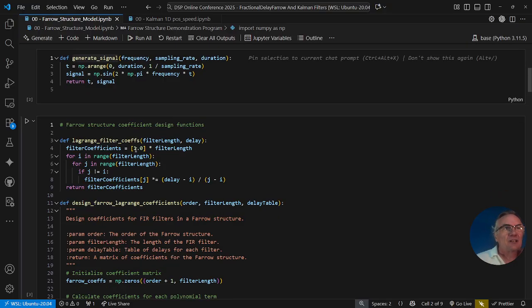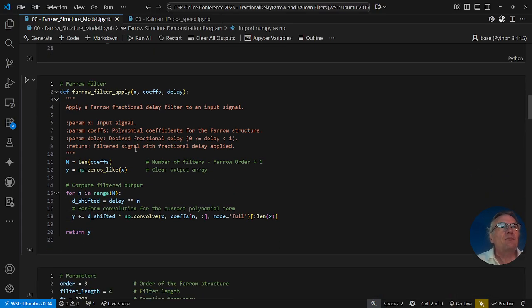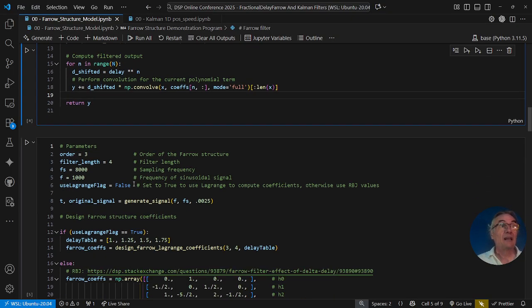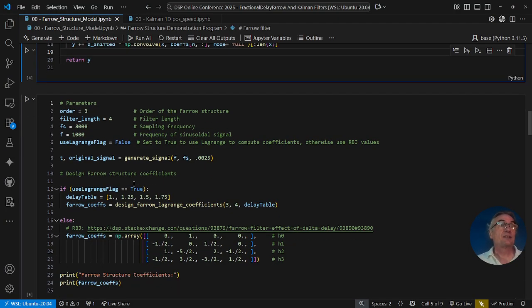Okay, so here I've got the code we showed before for the Lagrange coefficients. Here's my code for applying the Farrow filter. As you can see, it's a very easy piece of code. We're just performing a convolution filter function, and then we have our delay value multiplying in the samples, and then this is really our test function, sample rate. I'm just testing with a simple sinusoid.